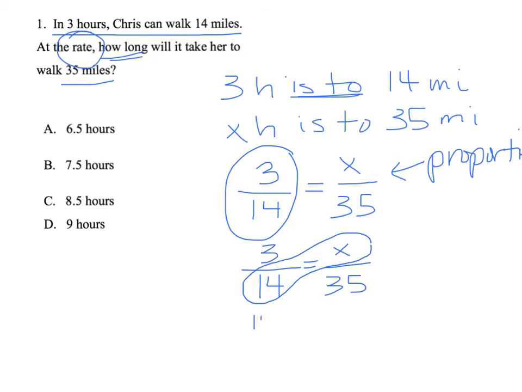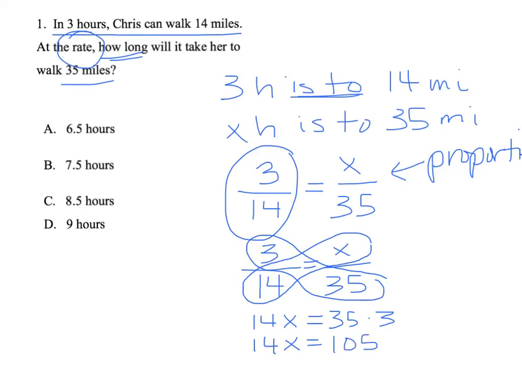So 14 times x is 14x, which is equal to the other cross product, 35 times 3. I know I'm exaggerating, but I'm doing it on purpose. So then simplifying, I get 14x equals, and 35 times 3 is 105. One-step equations, divide both sides by 14, but I don't know what that is. So I'm going to do a little side note.